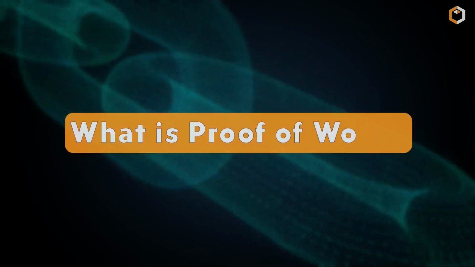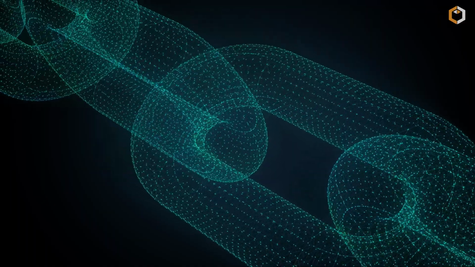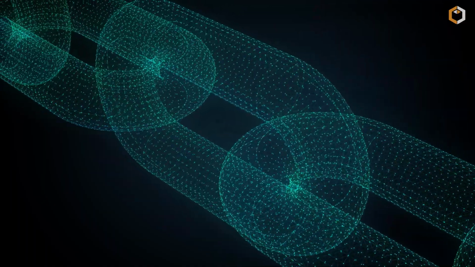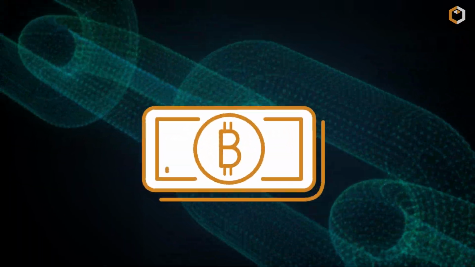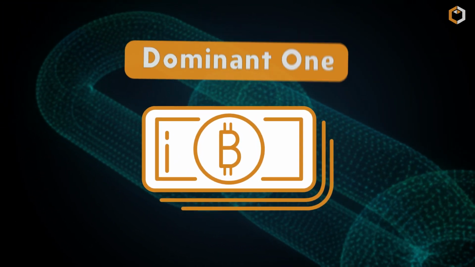What is proof of work? Proof of work is a consensus mechanism that combats the double spending of digital money. It is the first consensus algorithm to surface and, to date, remains the dominant one.